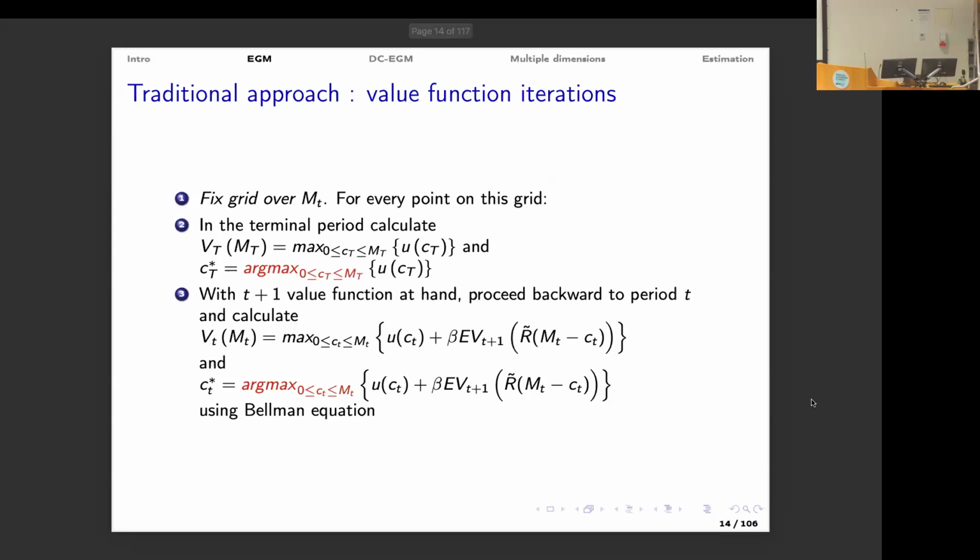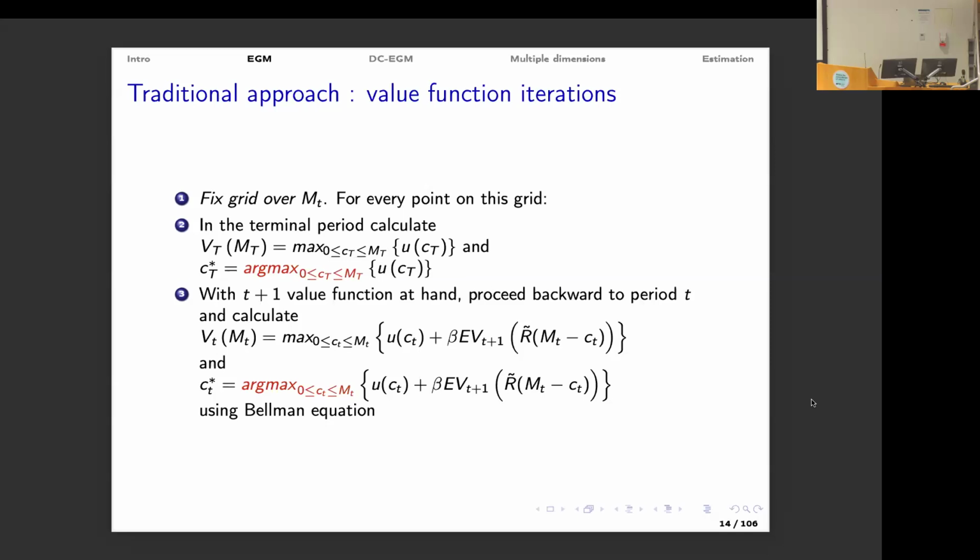If I just do backwards induction, value function iteration in infinite horizon, or just backwards induction in the finite horizon, the first step is to think about a grid on this continuous state space. We are going to be programming this on a computer. We need to discretize. Okay, so let's fix a grid on M_t. Then we go into our usual backwards induction procedure.